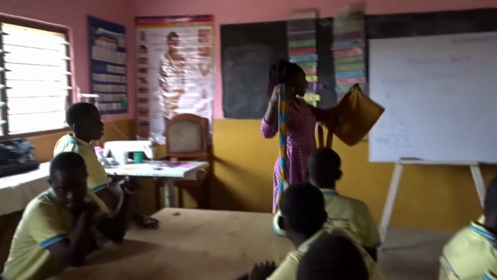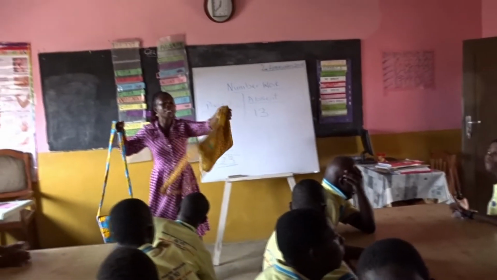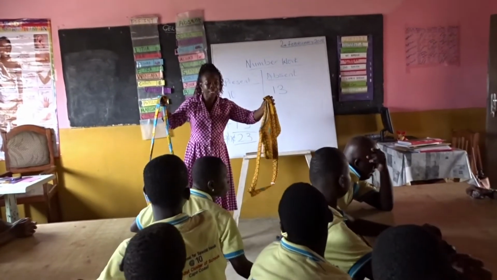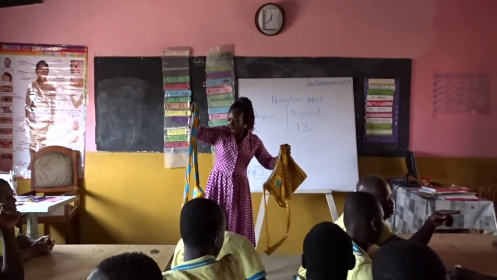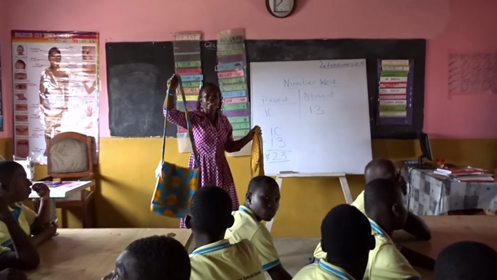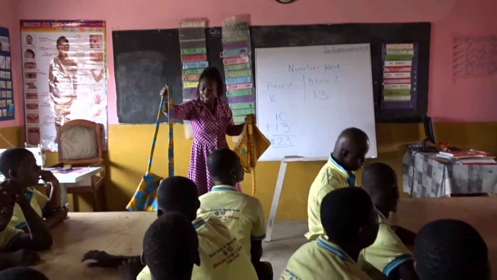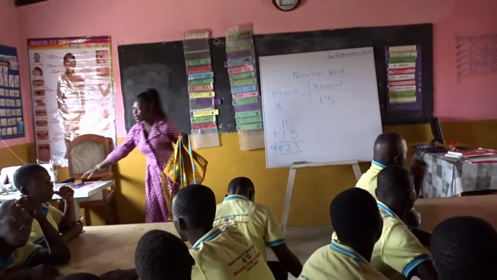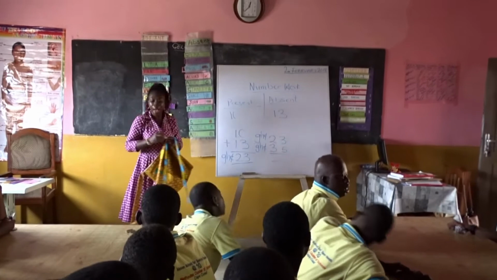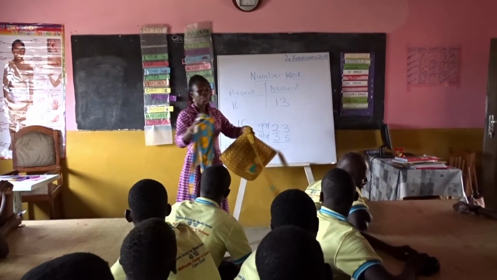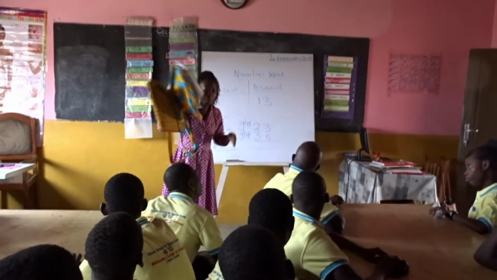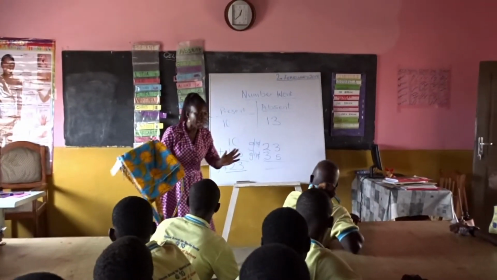If this bag is costing 23 cedis, and this bag is costing 35 cedis, we are going to put it together. If you buy 2 of these bags, how much will you pay for these 2 bags? We are going to find out.